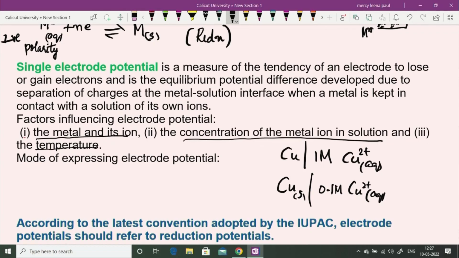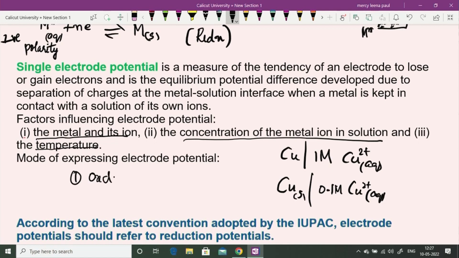Now, how will you express electrode potential? We have seen 2 cases, where the electrode is undergoing oxidation and where it is undergoing reduction. When an electrode is undergoing oxidation, we can say there is an oxidation potential. When it is undergoing reduction, we can say it is a reduction potential. So you can say it in both ways, either as the oxidation potential or as the reduction potential.